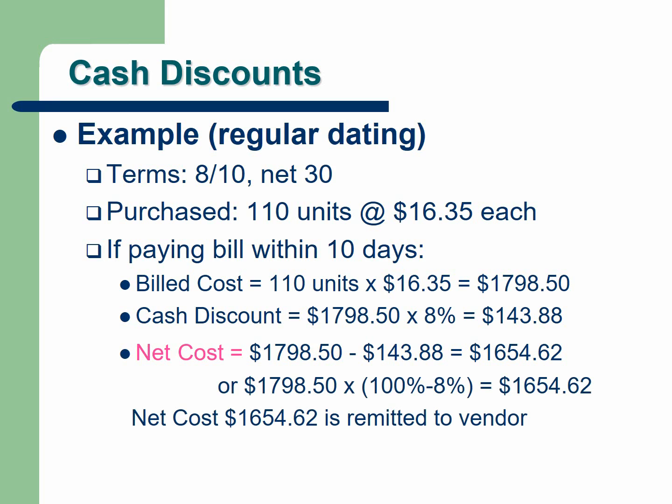Of course, we could have calculated the net cost without actually going through the calculation of the cash discount dollar amount and subtracting the cash discount from the bill cost. Instead of doing that, we could have just multiplied the bill cost by 100% minus the cash discount percent, 8%. And that way we can also calculate the net cost. Either way, it's fine. So the net cost of $1,654.62 will have to be remitted or paid to the vendor if the buyer pays this bill within 10 days from the invoice date.